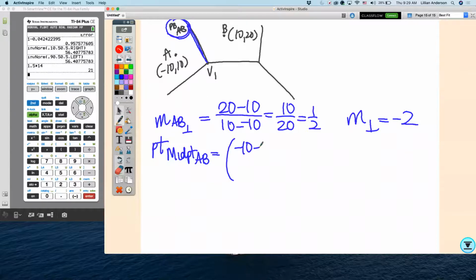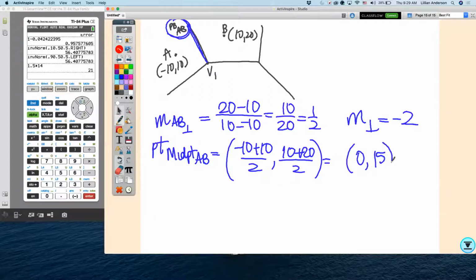Now you need to find the midpoint. That's the sum of your X's divided by two and the sum of your Y's divided by two. That would be 0/2, which is just zero, and 30/2, which is 15. Does it say how to write it? Do I have to write it a particular way? Just slope-intercept form. 0, 15.